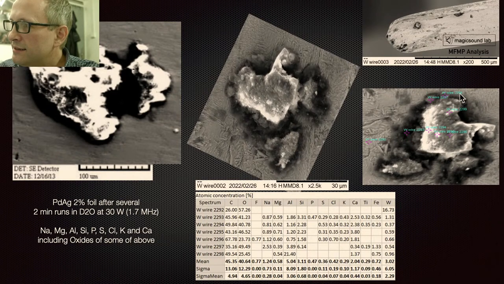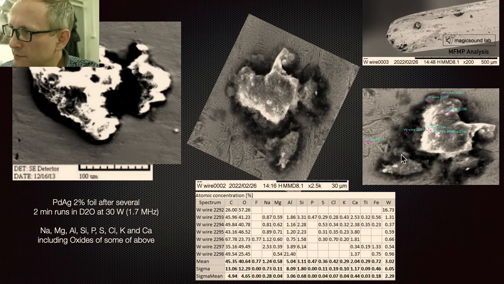Now, if we look at the element synthesized with Alan Goldwater that he observed at his Magic Sound Lab with his SEM, you can see these various spectrums here. So the 2292 here is the raw material outside of this cardioid structure. And that is by atomic concentration, so it would be much more by weight. It's 16.73 tungsten and 57.26 oxygen. So tungsten forms W2O3. Okay, so there's a lot of oxygen relative to the tungsten. And here you've got carbon. Okay, so this is just what's on the outside.